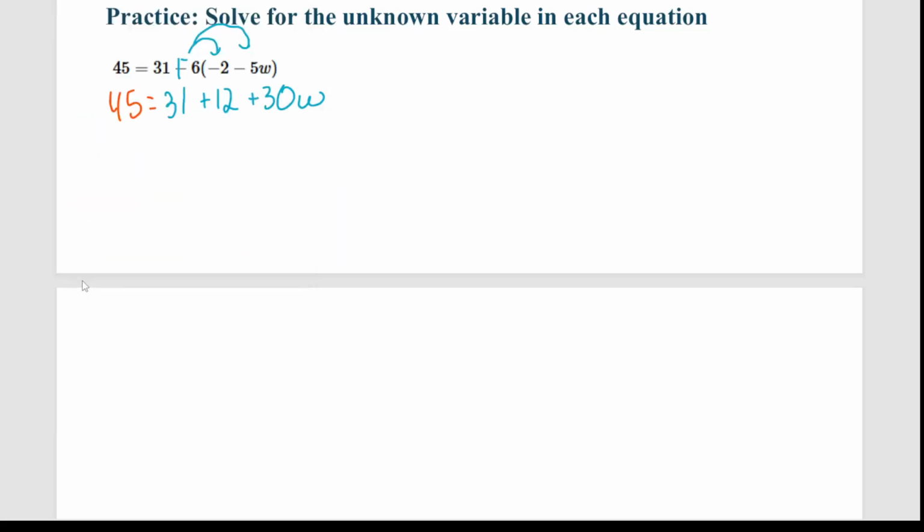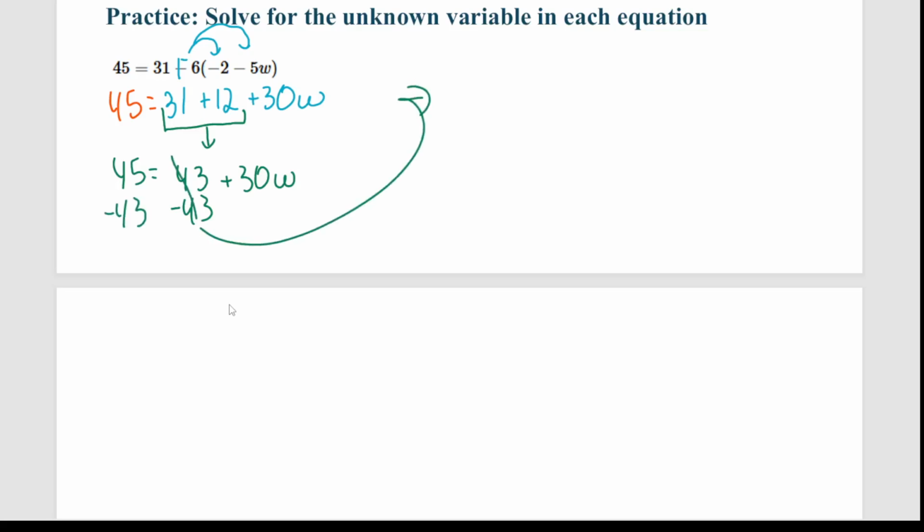Then I want to identify any like terms within one side of an equal sign. In particular, 31 plus 12, that's going to get me 43. I'm going to drop down all my other terms here. Then again, my goal is to get W by itself. So I'm going to undo any addition subtraction that's going on so that I can move all constants to one side. So I will subtract 43 on both sides. And then I'll be left with 2 is equal to 30W.